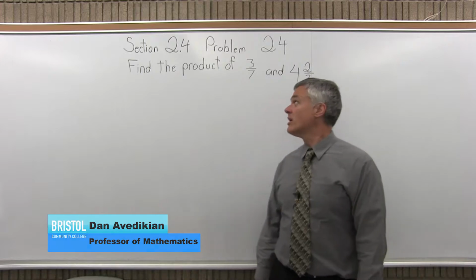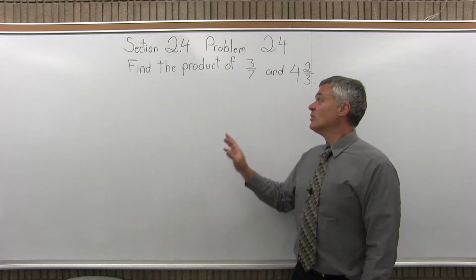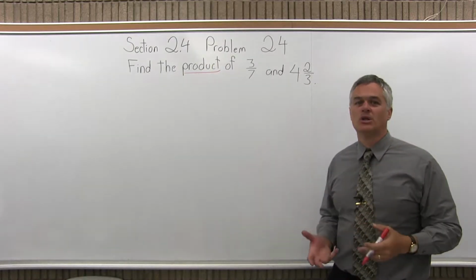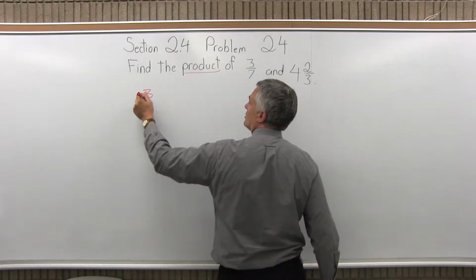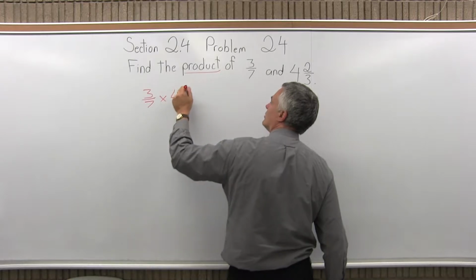It says find the product of 3/7 and 4 2/3. So when a word problem uses the term product, what it means is multiply. Product is multiply. So I want to multiply 3/7 times 4 2/3.